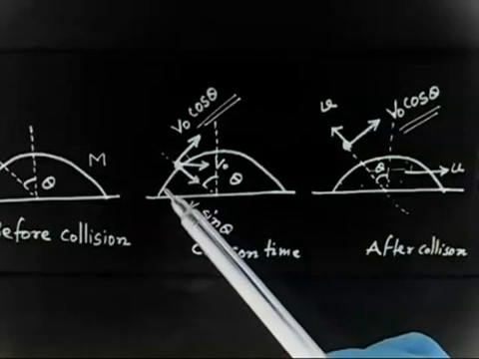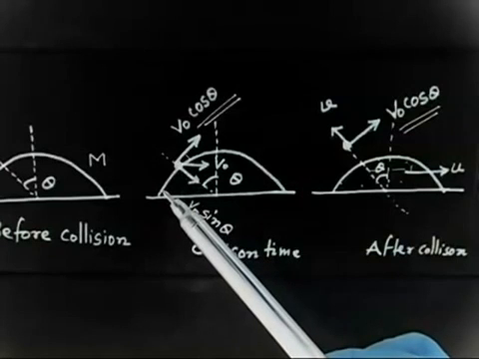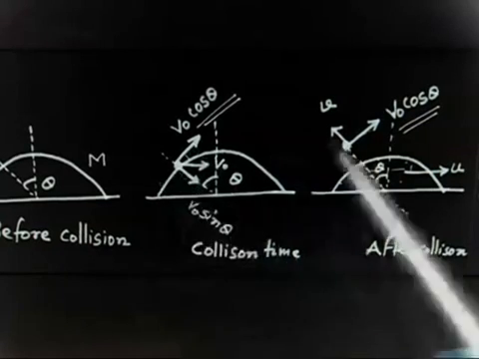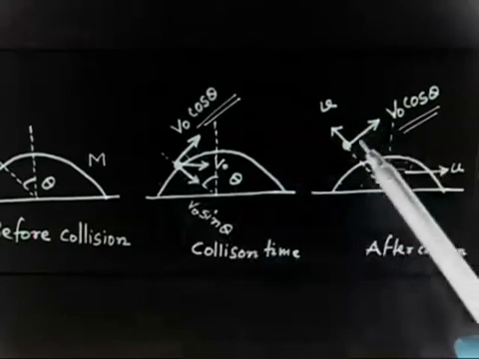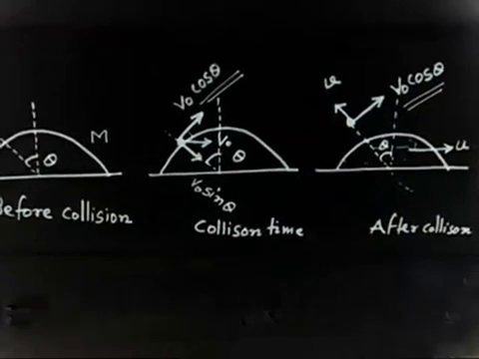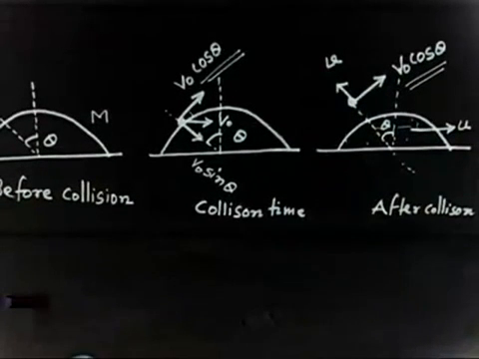If there is no force in the tangential direction, there will be no change in the velocity in the tangential direction, because to change the velocity I need force, but there is no force. That's why in the tangential direction velocity remains constant, that is v naught cos theta. Are you getting it?